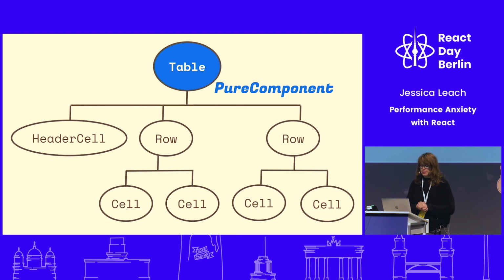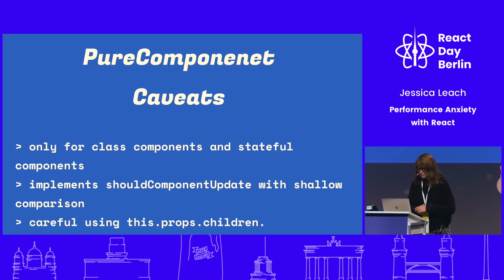You can use a pure component for the table container component to stop re-renders downstream in the children. There are also some caveats to pure component: it's only for class components, and it implements shouldComponentUpdate with this shallow comparison. Also, you should be careful when using this.props.children, because when React compares new and old children props, the child component is always returned as a new object. So React might assume that the children should update when perhaps they shouldn't.